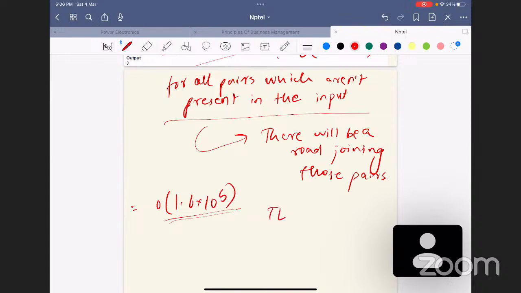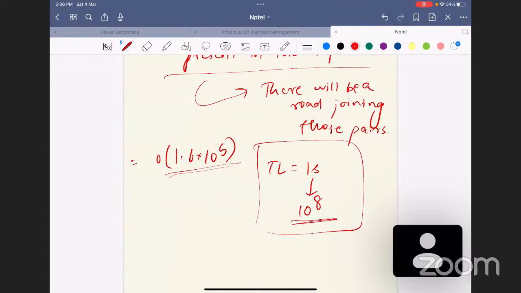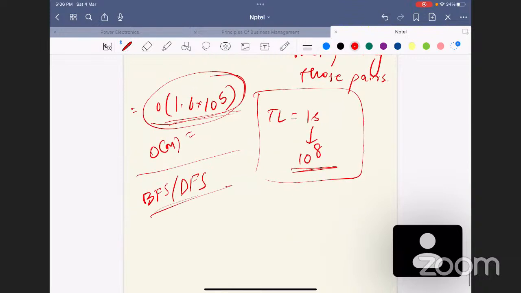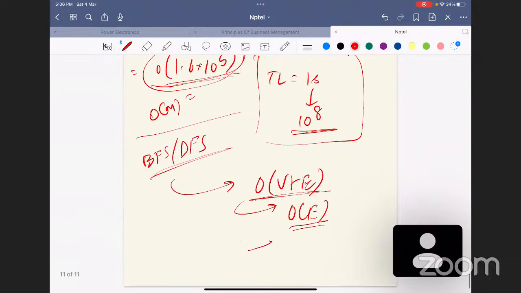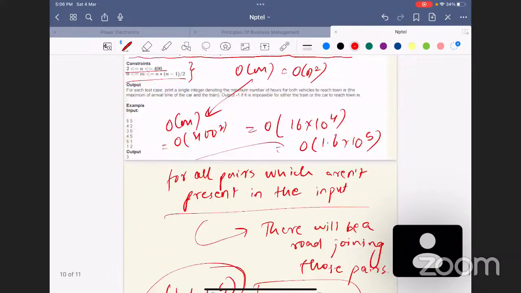Obviously, if the time limit is given to be 1 second, that means 10 power 8 operations can be done, and we have the order of M as 1.6 into 10 power 5. That means we can always apply BFS or DFS here, because both these algorithms take order V plus E. Mostly in the worst case they take order of edges time complexity. So here the time complexity will be order of edges, which is M, which is equal to order of 1.6 into 10 power 5, which is obviously well under the constraint of 1 second. So we can apply BFS and DFS.